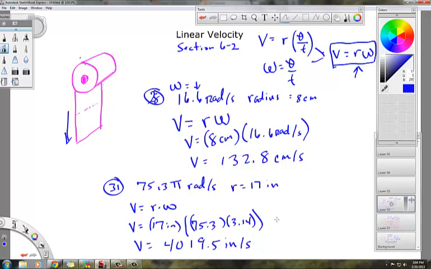And the applications to this are just huge in the realm of science. So I will talk to you later. Linear velocity.